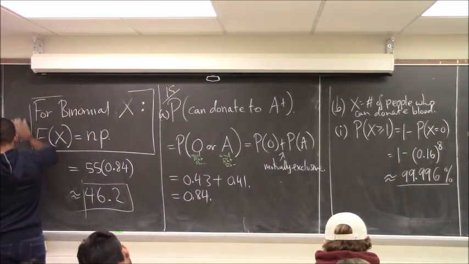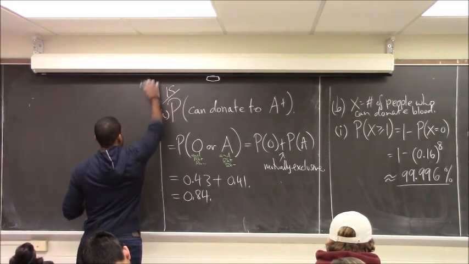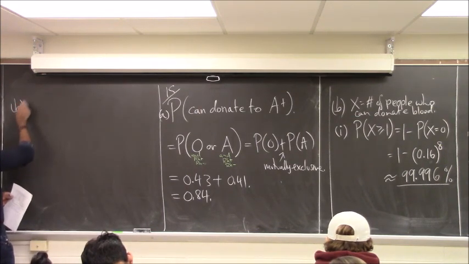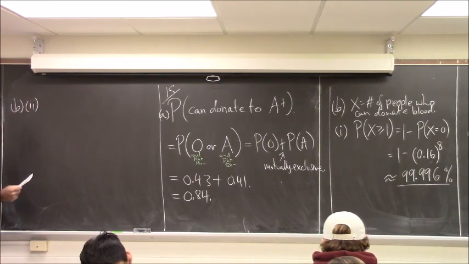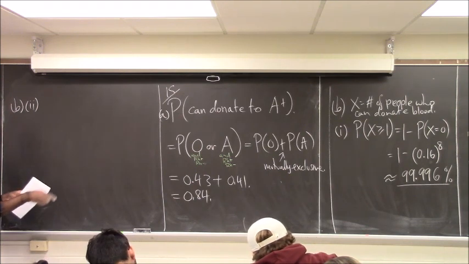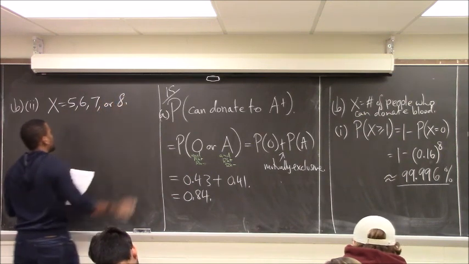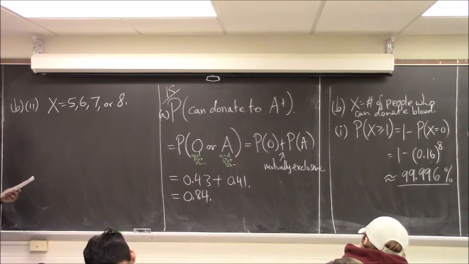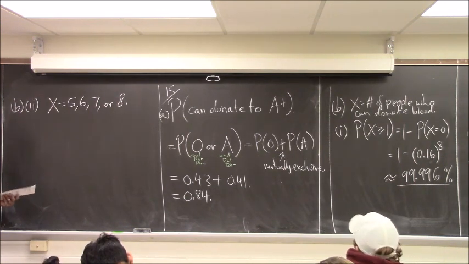So what is the probability that the hospital will be able to obtain all the blood that it needs? Okay, so the hospital will obtain all the blood it needs if X equals 5, 6, 7, or 8. Those are all mutually exclusive because you can't have 5 and 6 or 5 and 7, so you can just add them. So how do you find the probability of each one? For each one you do 8 choose X. So 8 choose 5, 8 choose 6, 8 choose 7.